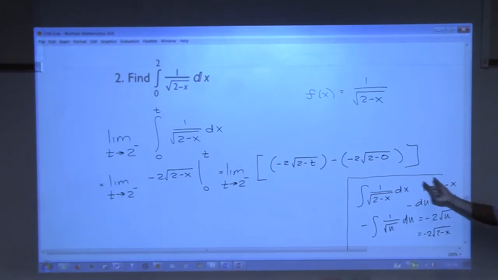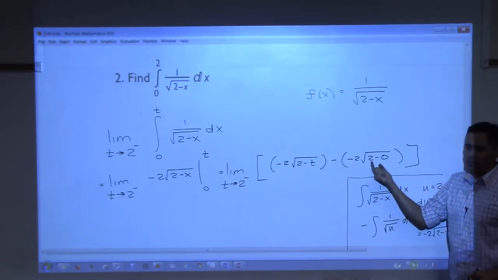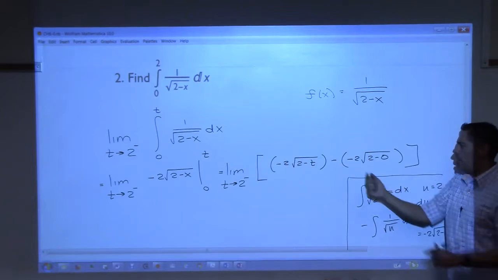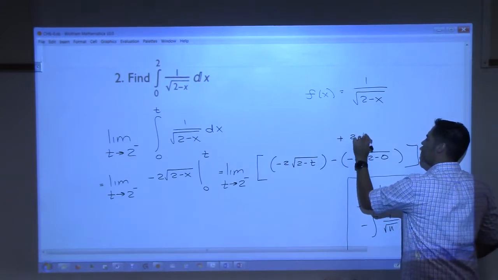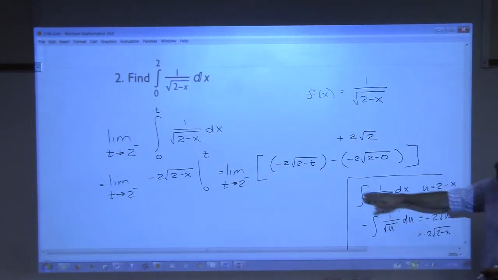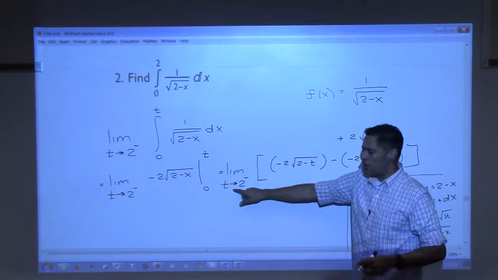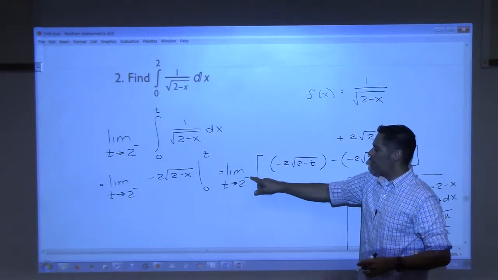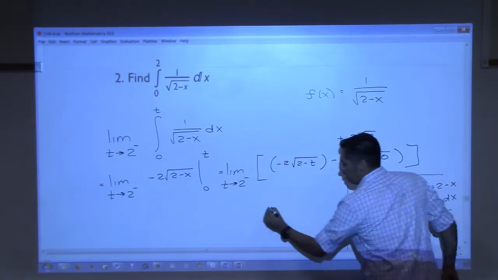All right. This right here is just negative 2 root 2, right? And then there's a negative out front. So how about just putting here plus 2 root 2? That's what that is, right? And then how about that first one right here? When I let t approach 2 from the left. Now, I do want to point it out in this one.